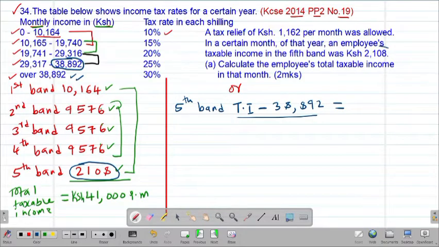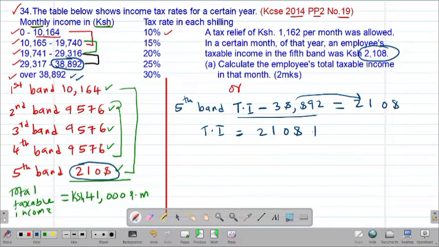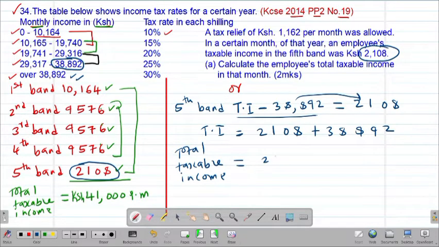We are told that the taxable income in the 5th band was 2108. Therefore, to get the total taxable income, I'm going to take this one to the other side, which will become a positive. So I'll have 2108, then of course plus 38,892. Therefore, the total taxable income will be given by, so I'll take 2108. Then of course I want to add it to the 38.